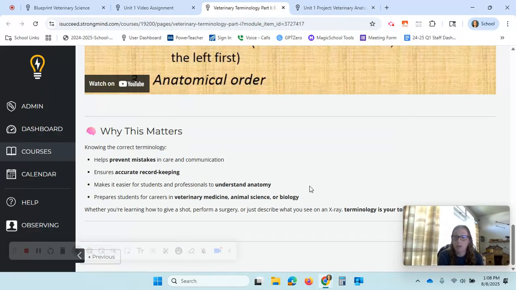Why do we care about veterinary terminology? Here's why. Accurate record keeping, preventing mistakes, right? Like, oh, I gave that medication IV instead of subcutaneous. There can be a reaction. What am I supposed to look for? What happens, right? All of these things are very important to the health of your patients. So how does this apply to our project?